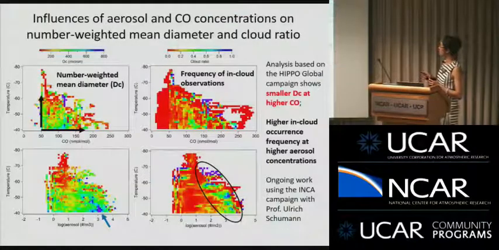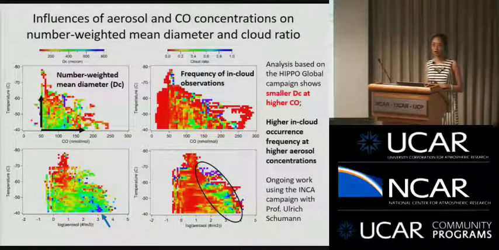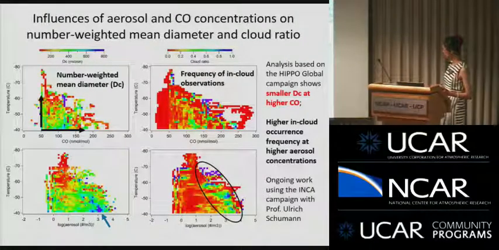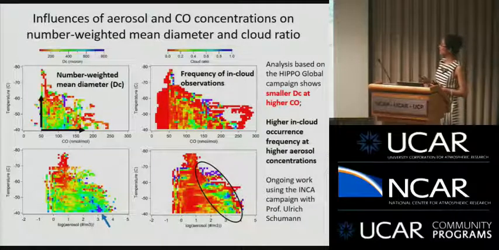So in the end, there's one more ongoing work that I have been collaborating on with Dr. Ulrich Schumann. We try to look at the influence of aerosol and CO concentrations on the number-weighted mean diameter of ice particles and also on ice cloud ratio. This is all using HAPO data for now. We have temperature and CO concentration. We have temperature and log scale total aerosol concentration.